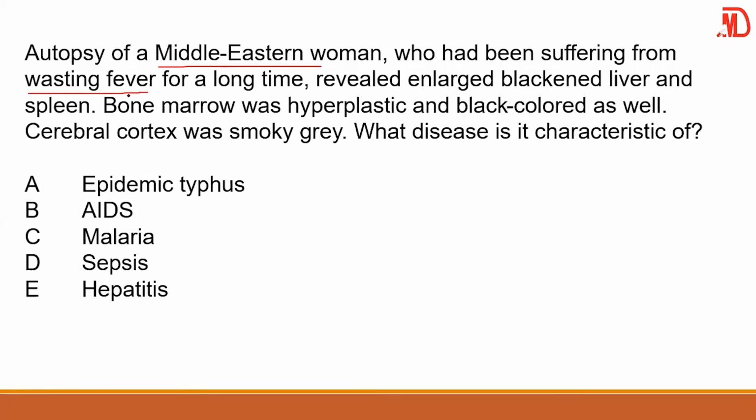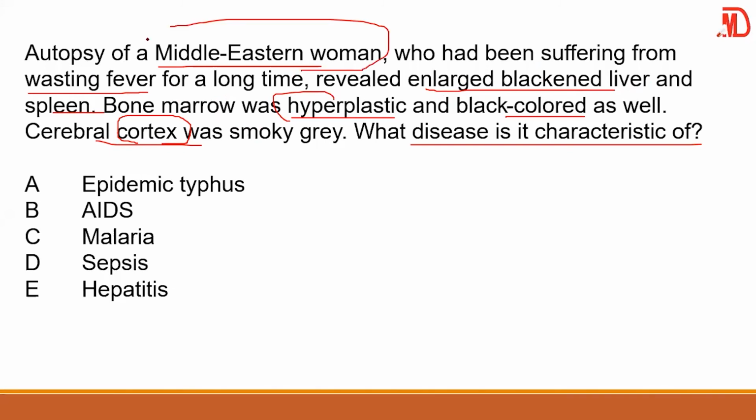Middle Eastern wasting fever revealed an enlarged blackened liver and spleen, and the bone marrow was hyperplastic and black colored as well. The cerebral cortex was smoky gray. What disease are you looking at? Guys, what disease destroys the liver and the spleen and can even go into the brain and the bone marrow? From the Middle East, what comes to mind?